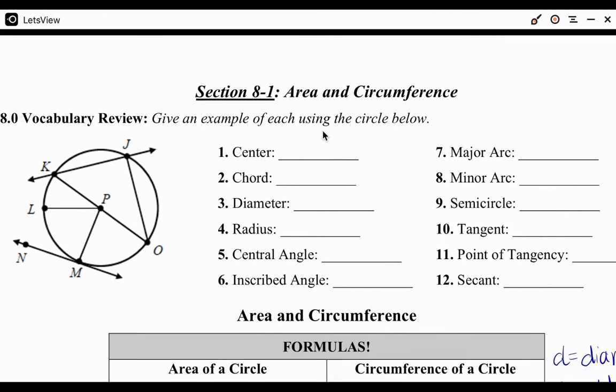Okay, this is section 8.1, area and circumference. So first we're going to start off with a little bit of review. So just to start, our center, that is the middle of our circle. So center is point P.